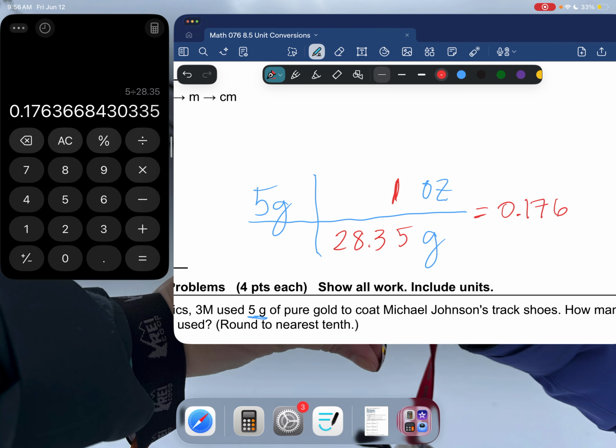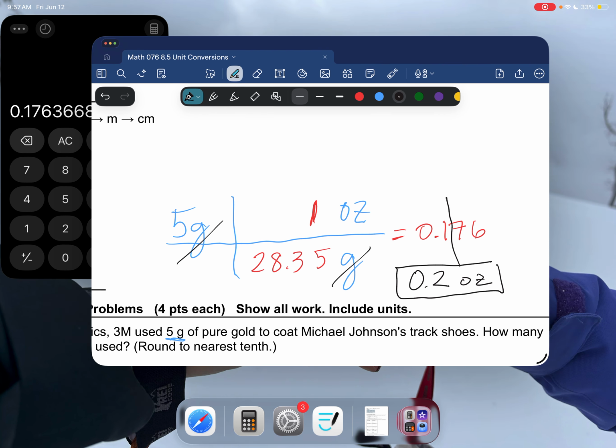0.176, and it says round to the nearest tenth. So I'm going to round to the nearest tenth. Looks like I'm rounding up. I get 0.2. And what are my units? My grams canceled. I'm left with ounces, which is awesome because that's what it asked for. And there you go. That's some more unit conversions. Hope that helps. And this is the last section of new material for the quarter.